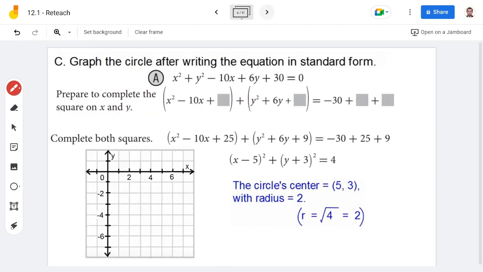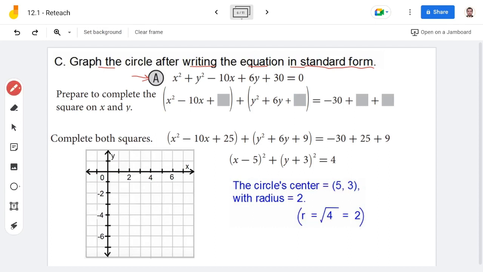Now, let's graph the circle after writing the equation in standard form. As you can see here, we need to write the equation in standard form first. Look at question A. It says x squared plus y squared minus 10x plus 6y plus 30 is equal to 0. So now I need to simplify or solve this equation. How can I solve this equation?